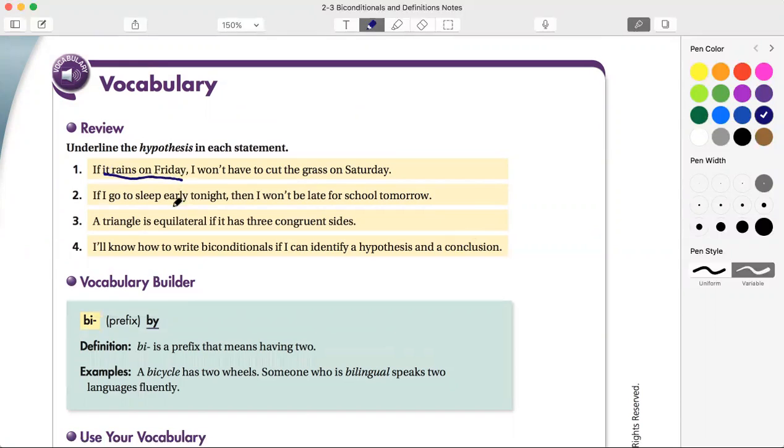All right, if I go to sleep early tonight, then I won't be late for school tomorrow. So, hypothesis: I go to sleep early tonight. A triangle is equilateral if it has three congruent sides. So it has three congruent sides is the hypothesis. I'll know how to write biconditionals if I can identify a hypothesis and conclusion.